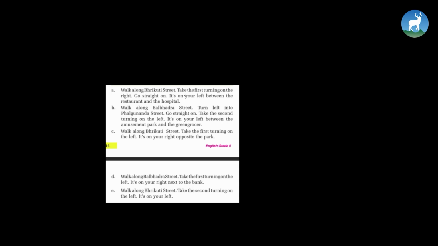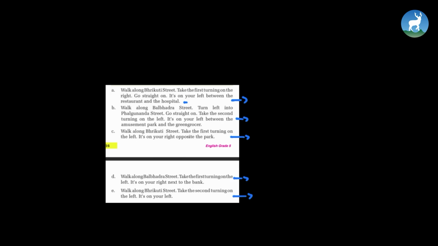It asks us to walk along Bricotti Street, take the first turning on the right, go straight on. It's on your left between the restaurant and the hospital. Next, walk along Balbhadra Street, turn left into Pagunanda Street, go straight on, take the second turning on the left. It's on your left between the amusement park and the greengrocer. So what do we need to do? We need to find the names of the places that are just given as instructions here.